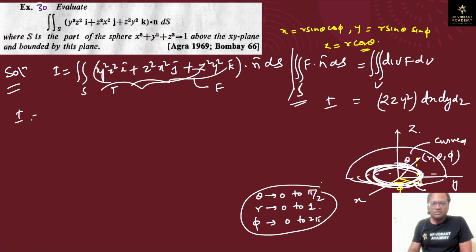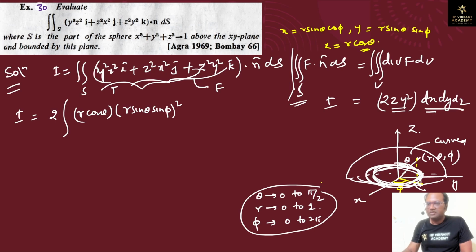So we have I as 2 times z times y square. The value of z is r cos theta, so this is r cos theta into y square. The value of y is r sin theta sin phi, whole square, into dx dy dz.